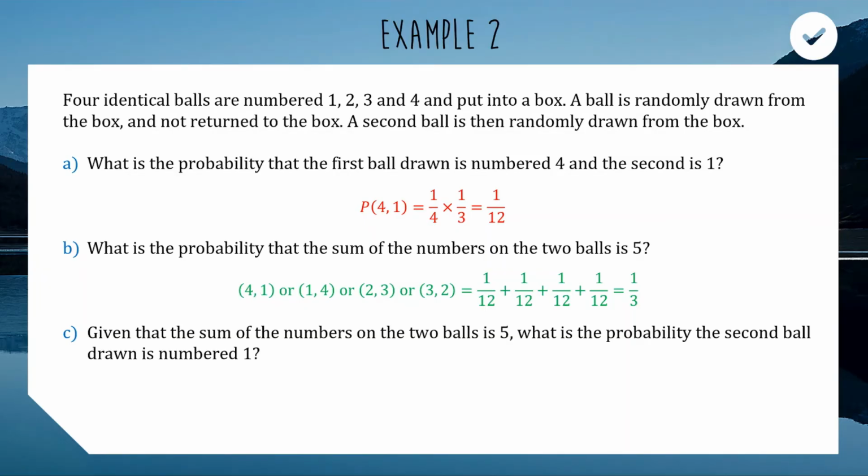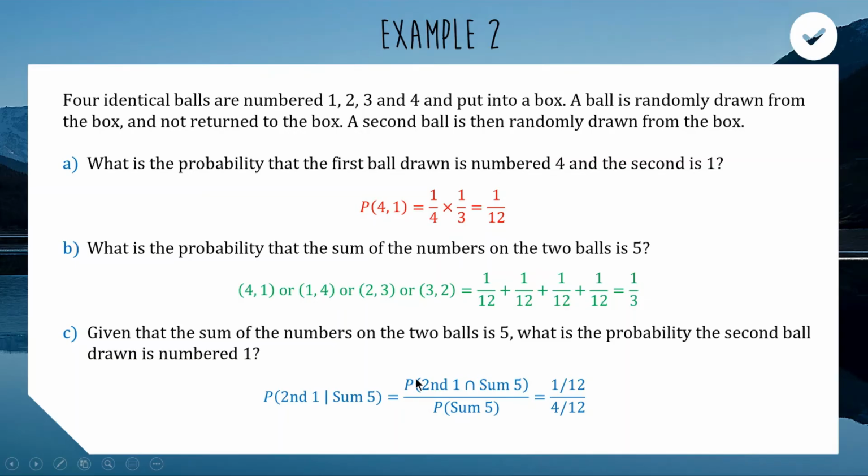But we can double check that with our handy conditional probability formula. So we want the probability of the second ball being a 1, given that the sum of the numbers on the balls is 5. So we'll find the probability that we get a 1 on the second one and a sum of 5. We'll divide that by the probability of getting a sum of 5.